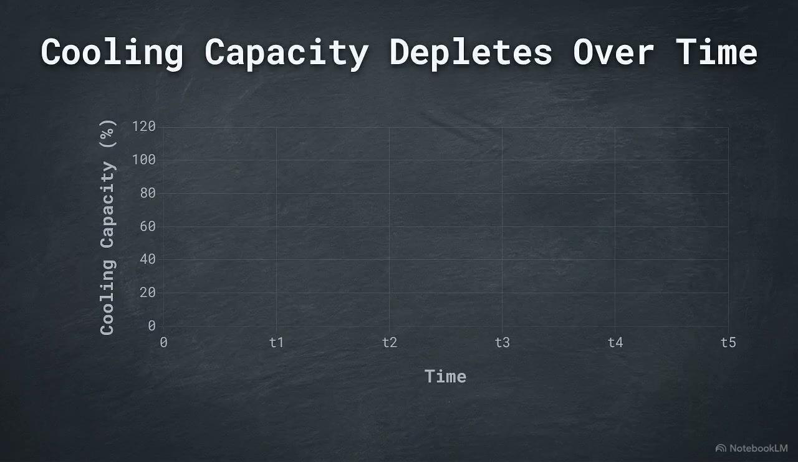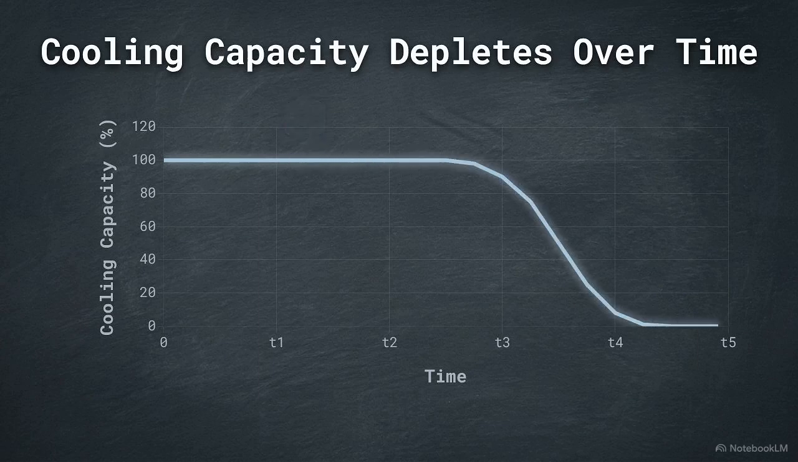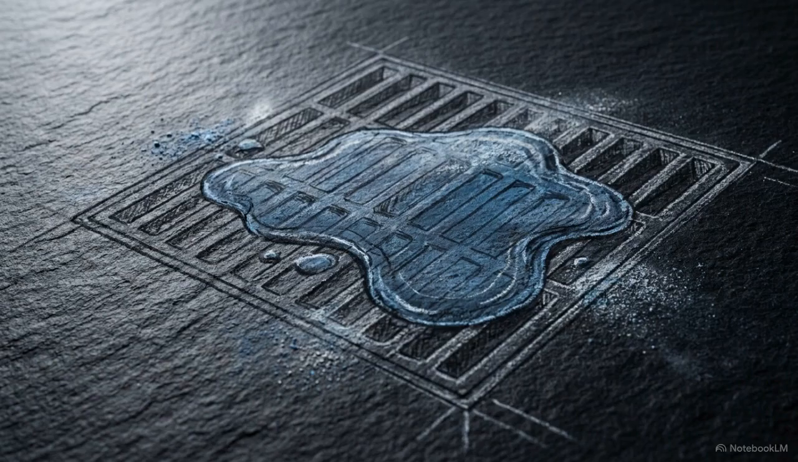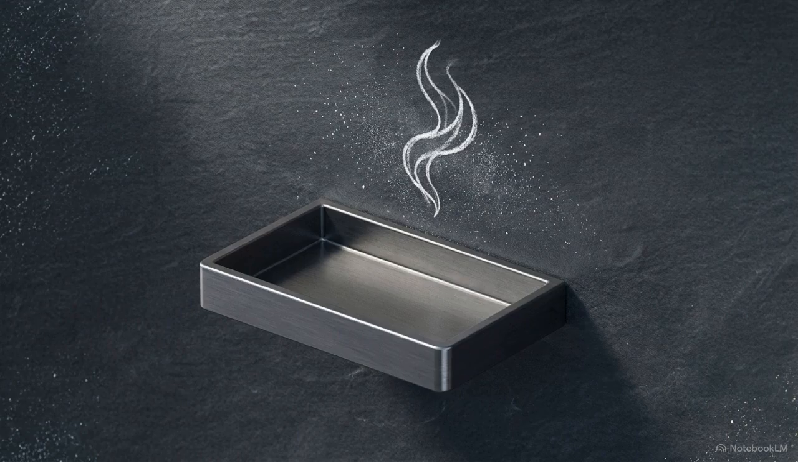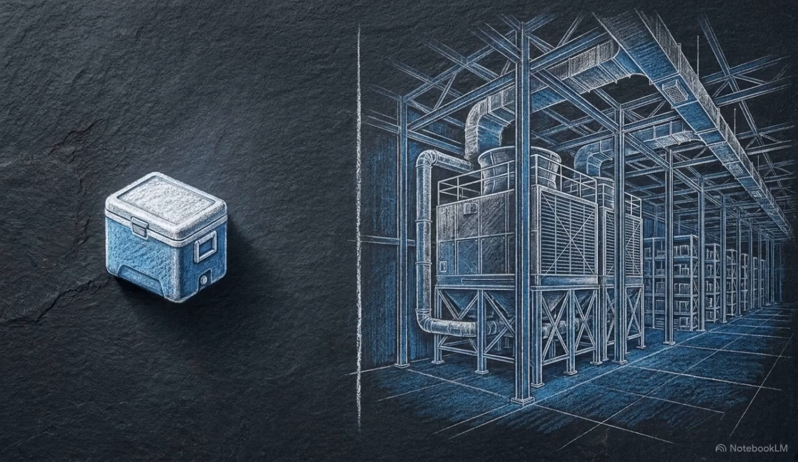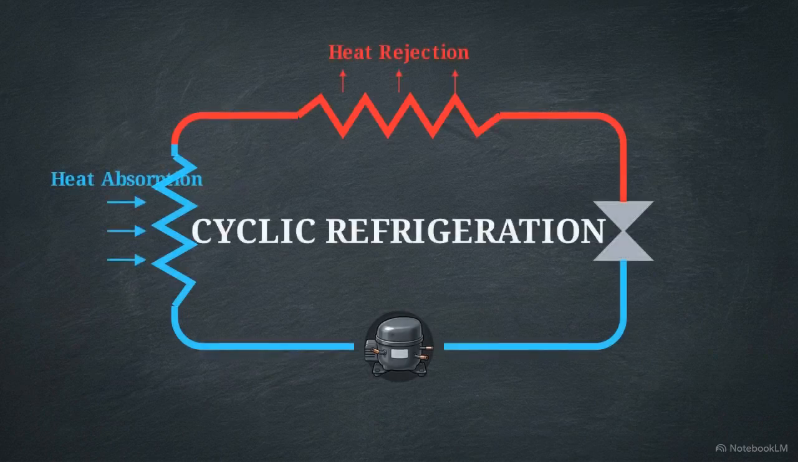However, they also share a critical limitation. Eventually, the non-cyclic system runs out of its cooling medium. The ice completely melts, the water entirely evaporates, and the dry ice vanishes. While highly effective for specific closed-duration tasks, non-cyclic systems cannot provide the infinite, continuous cooling required for large-scale modern applications. To solve this limitation, to achieve continuous cooling without running out of a medium, engineers developed cyclic mechanical refrigeration, which we will explore in our next lecture.